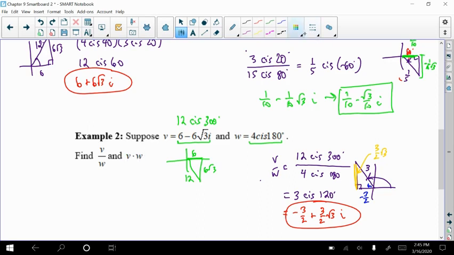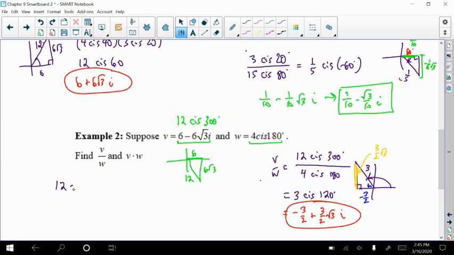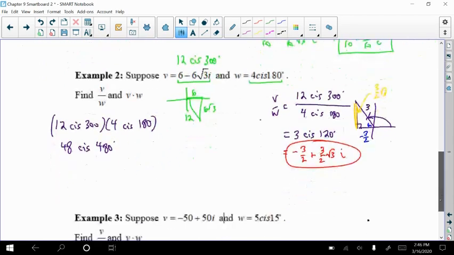But let's go ahead and do our last part of v times w. So we will go ahead and draw, I guess here, v times w. So we have 12 cis 300 times 4 cis 180. So 12 times 4 is 48, cis 300 plus 180 would be 480 degrees. And so then again, you could draw 480 degrees, which is clearly more than one revolution.